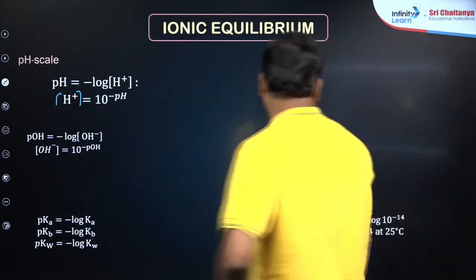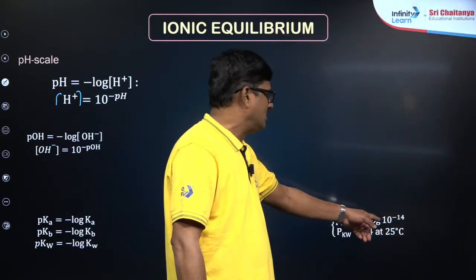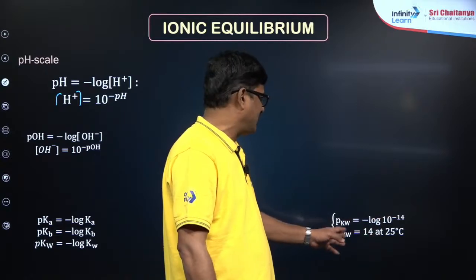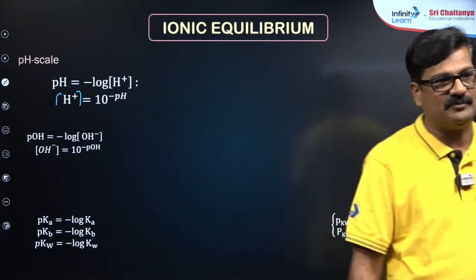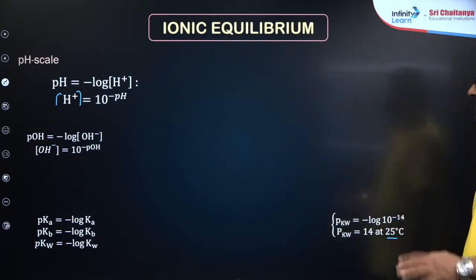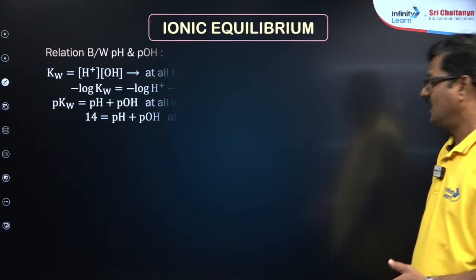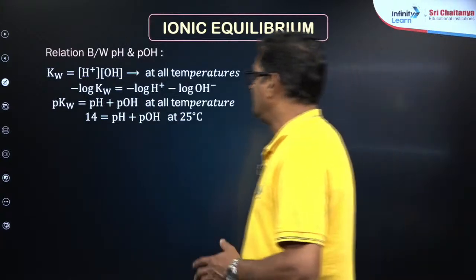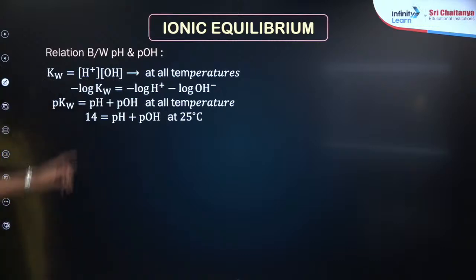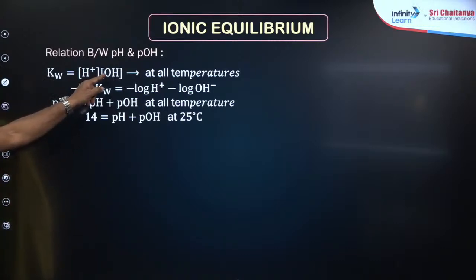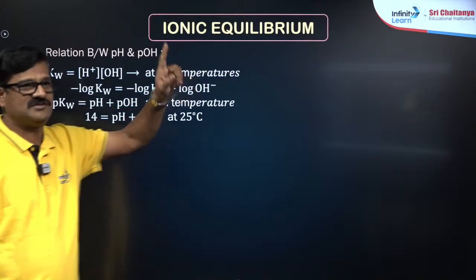Here pKw is equal to negative log 10 power minus 14, so pKw is equal to 14 at 25 degrees centigrade. Mind it, this is very, very important. The scale is given by Sorensen, and this scale indicates the relation between the pH and pOH. So Kw is H plus dot OH minus, and this is true at all temperatures.